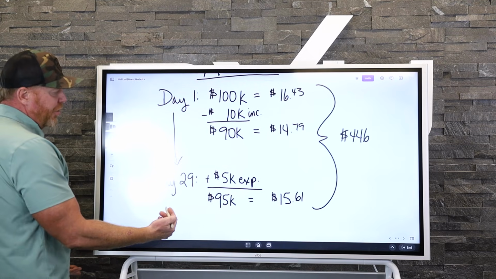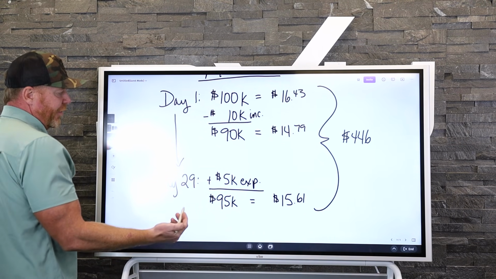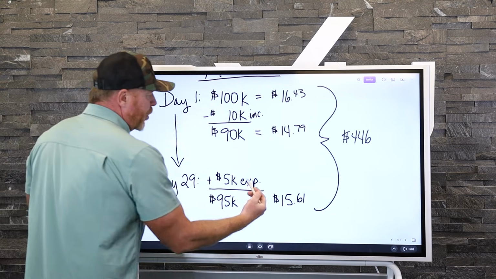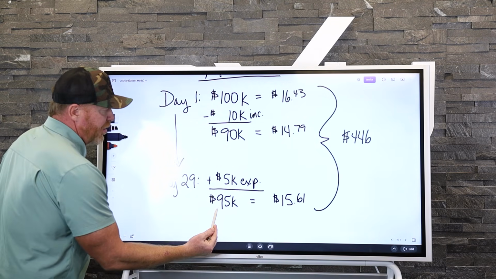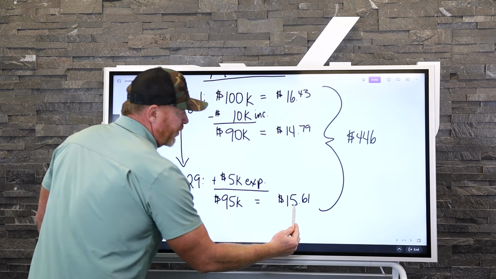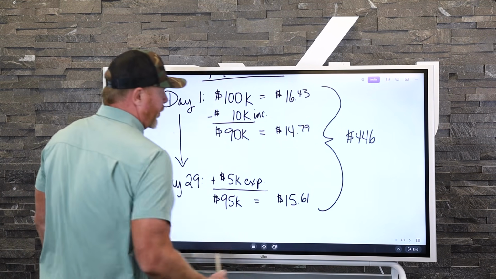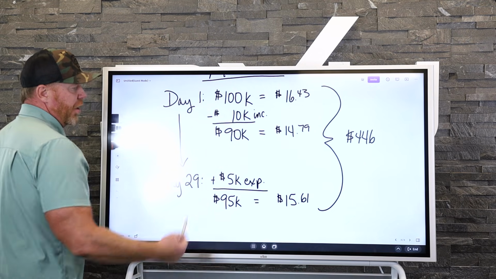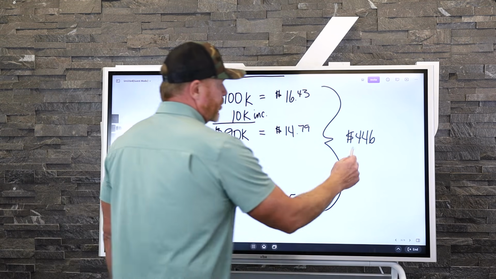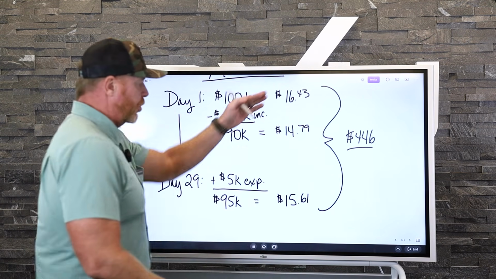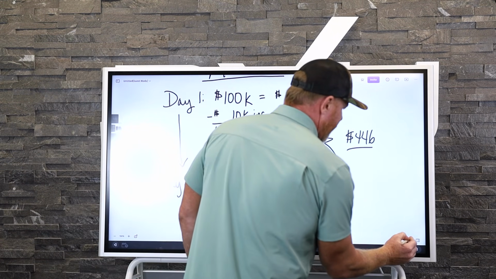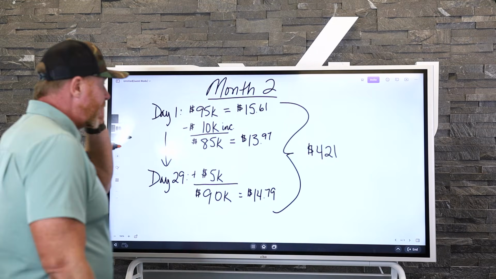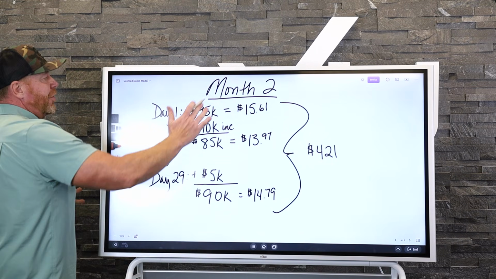Now, technically, you could go to day 30, but I just want to be conservative here. On day 29, that's when you pay your $5,000 a month of expenses, and now your balance goes to 95. Now you're at $15.61 per day. So in month one, you've already knocked off $5,000 of principal, but the total interest that you paid was $446. That's why I knew that number earlier. That's month one.